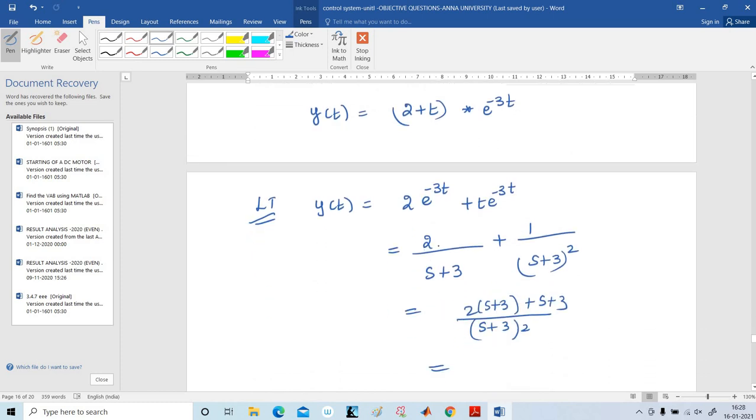The answer is s, not s plus 3. Taking the LCM, here it is 1 only. So 2s plus 4 divided by s plus 3 the whole square is the correct answer. So the option 7 is the correct answer.